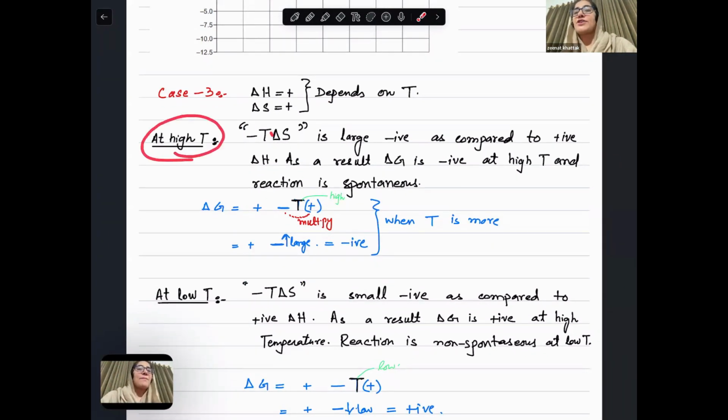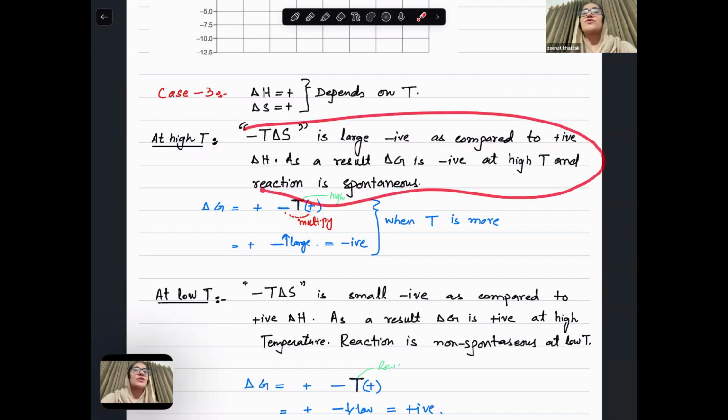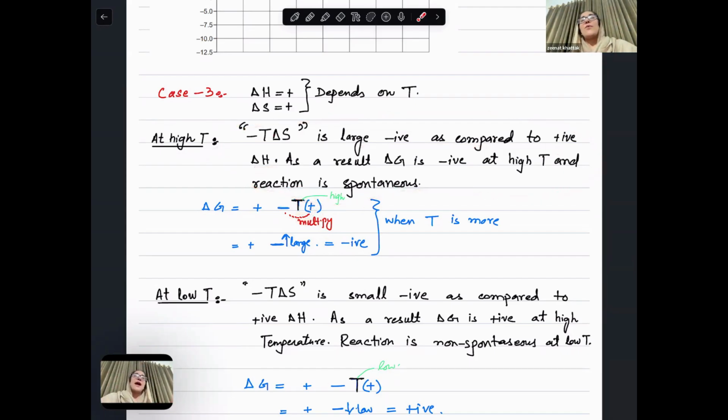At high temperature, minus T delta S is large negative as compared to positive delta H. You have such a theoretical question for which you need to have such an answer. And why am I giving you notes? Because most of the time I've seen that when you describe this, you are poor at the description. So no worries, we are not perfect at everything. Sometimes we teachers, when we write a statement, if we are not exactly careful at that time, we may make a mistake. So you must be very careful.